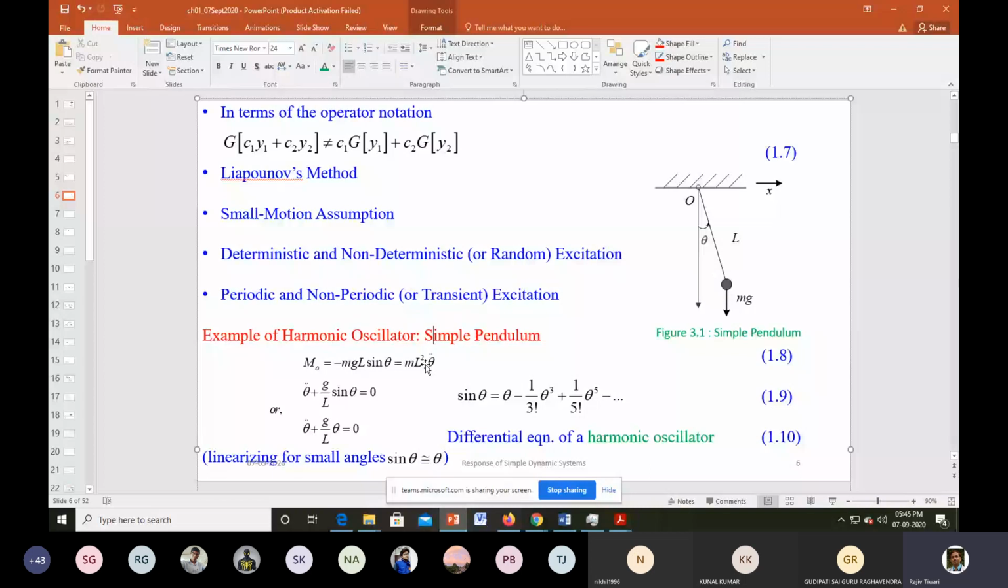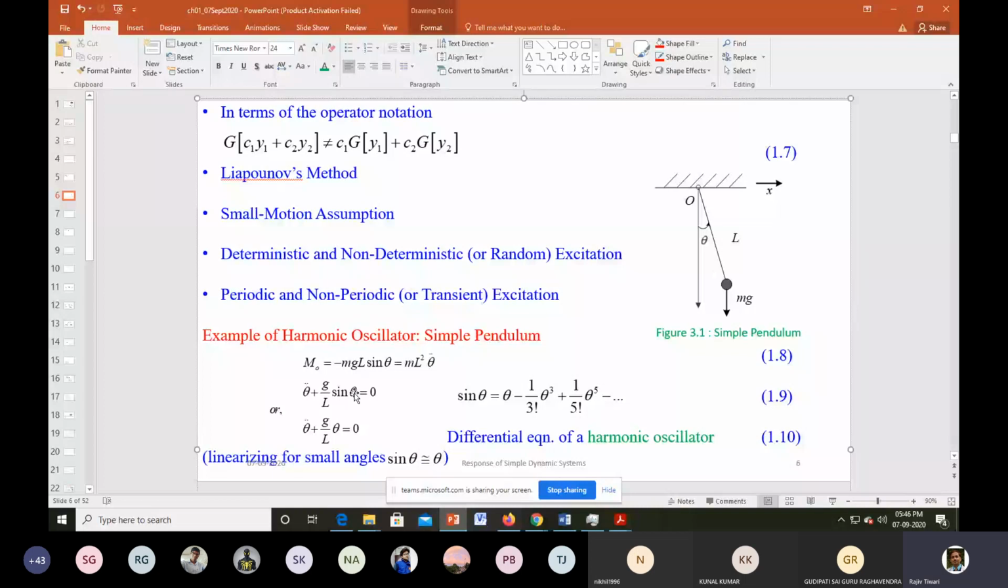Now you can see that m is common, so that will go. This equation can be written like this: theta double dot plus g by l sine theta is equal to 0. Now, this is a nonlinear equation because sine is a function of theta, and sine theta can be expanded like this. You can see theta has cube and fifth degree and other degree terms. So this is a nonlinear equation, and it is very difficult to solve.